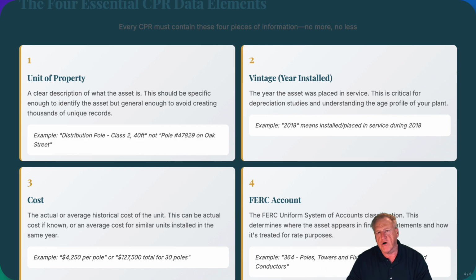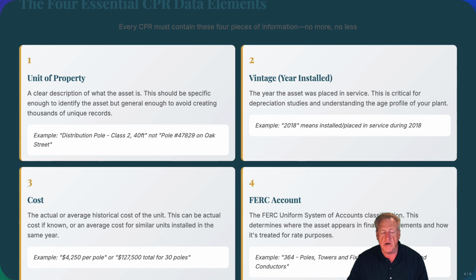Number 2 is what we call the vintage, and the vintage is the year they were installed, the year the asset was placed into service. So this is critical for depreciation studies, but even more so for finding the historical cost of that asset when it was placed into service. Then the cost, the actual or average historical cost of the unit.